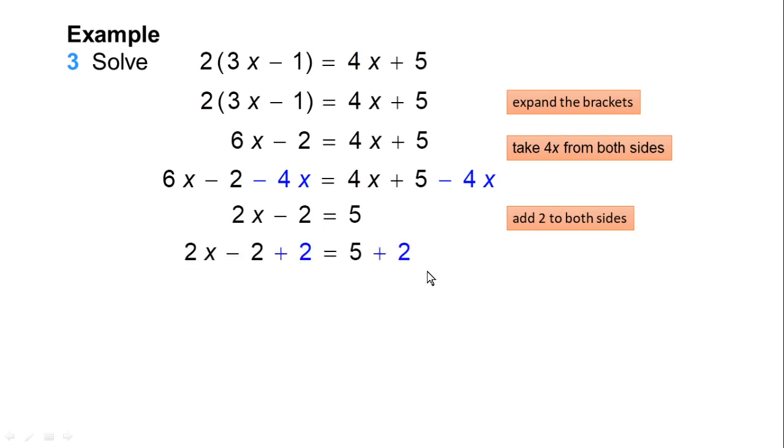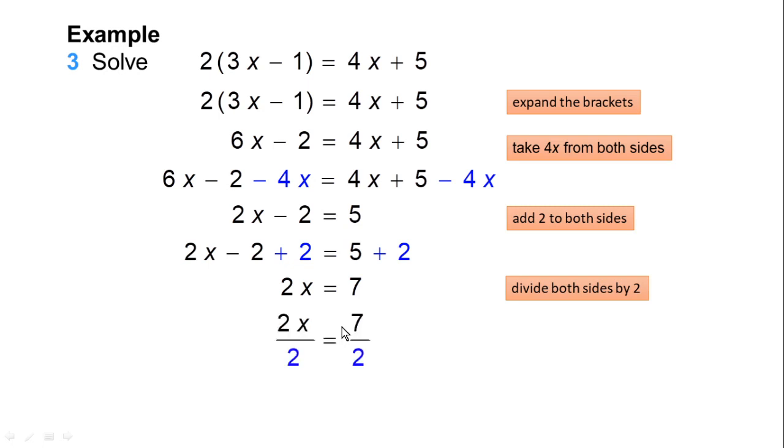So if I add, it will look like this. So 2x, negative 2 plus 2 is 0, 5 plus 2 is 7, so it will become 2x equals 7. Again, I will just divide by 2 so that I can remove this 2. Divide both sides by 2, I'll have x is equal to 7 over 2, or 3 and 1 half.